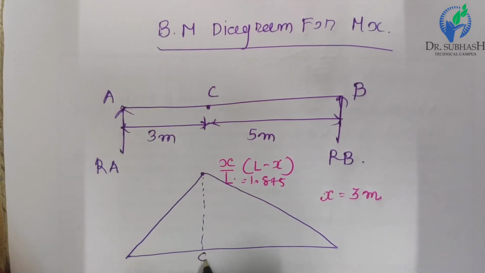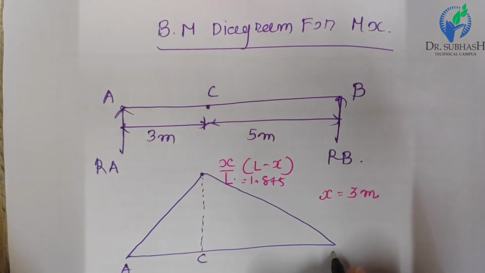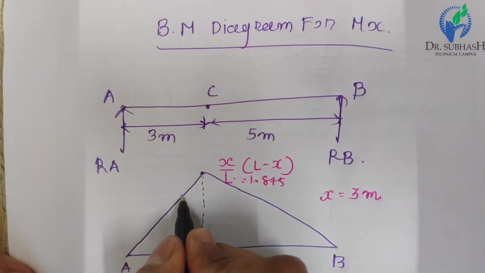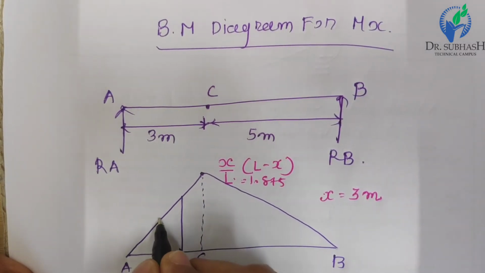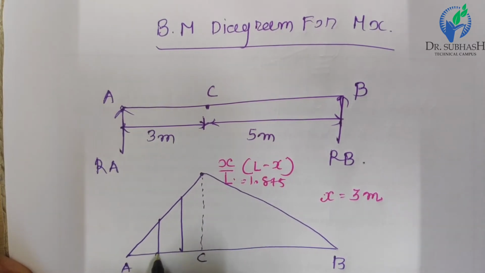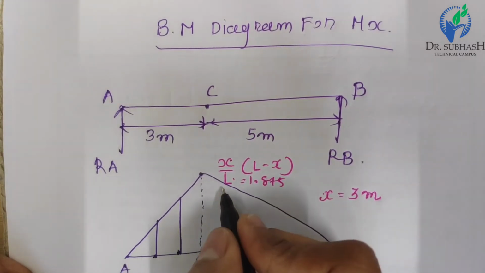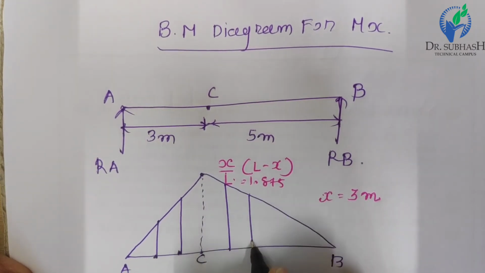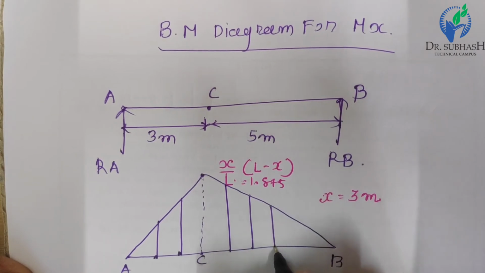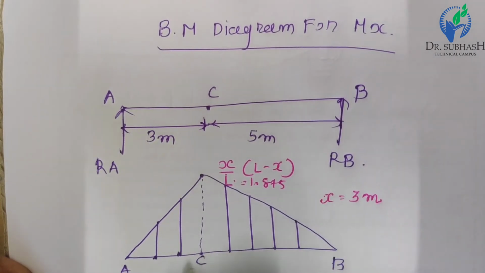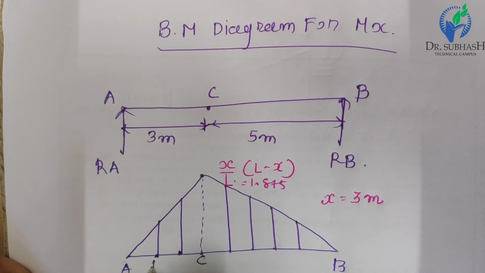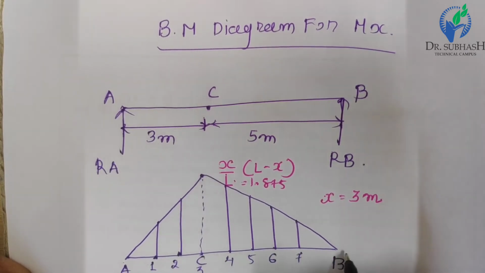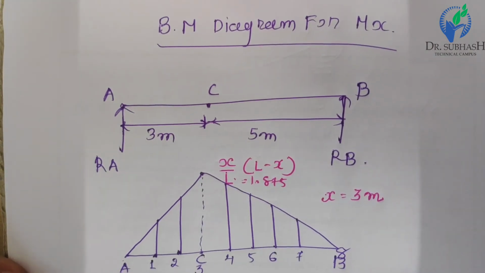Now again the same procedure. This is the C point, this is A, and this one is B. So we convert this into a diagram in 3 parts because we have to take a 1 meter interval. So this is 1 meter, 2 meter, 3 meter. Again, this diagram is divided into 5 parts: 1, 2, 3, 4 and 5. So this one is 0, 1, 2, 3, 4, 5, 6, 7 and 8. Likewise we have to divide.